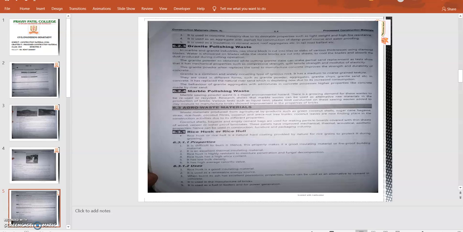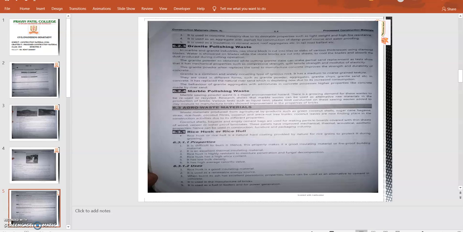The granite powder so obtained while cutting the granite slabs can be used for partial sand replacement, as tests show it has mechanical properties such as compressive strength, split tensile strength and modulus of elasticity. When granite powder replaces the sand in manufactured concrete, it improves the strength and durability of the concrete. Granite is a common and widely occurring type of igneous rock. It has a medium to coarse grain texture. It is used in different forms such as granite powder, aggregate, granite chips, granite sand, etc.